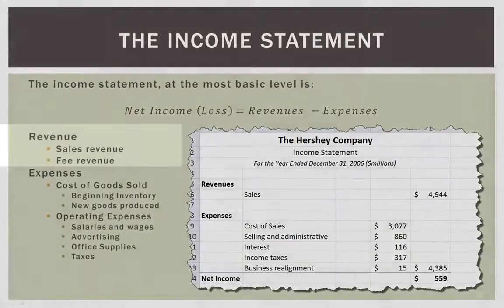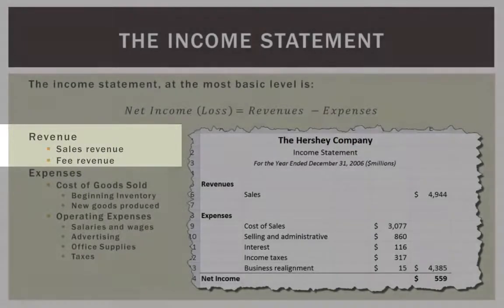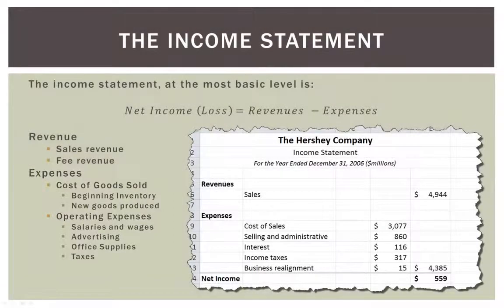So revenue in this case could be sales revenue if we sell a product, such as a supermarket, or it could be fee revenue if we sell services, like a law firm. Now, to create those revenues, we have to incur some expenses. So we could have the cost associated with producing those goods. And of course, we can have other expenses like salaries and wages and advertising expenses and all the office supplies we use around the office. And of course, we have taxes that we have to pay on our income.